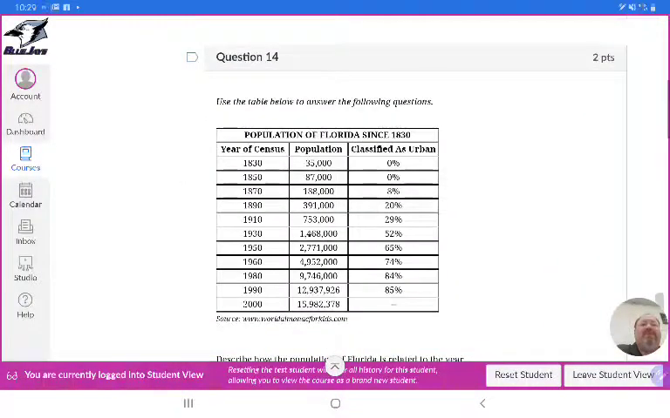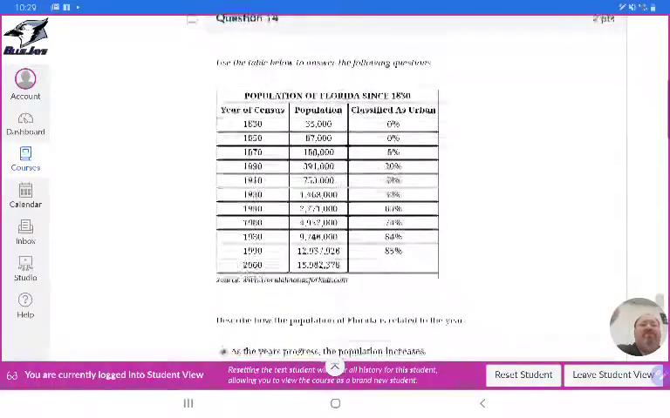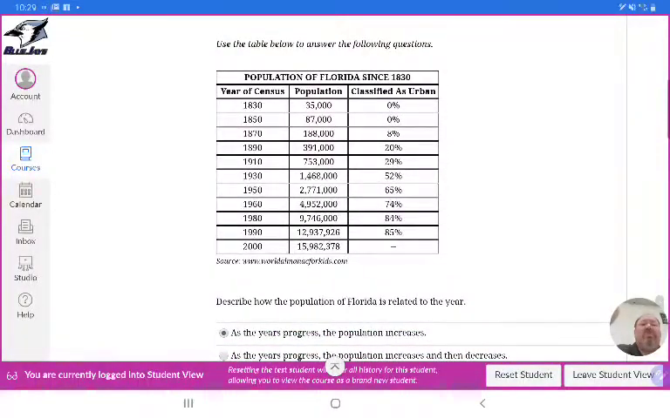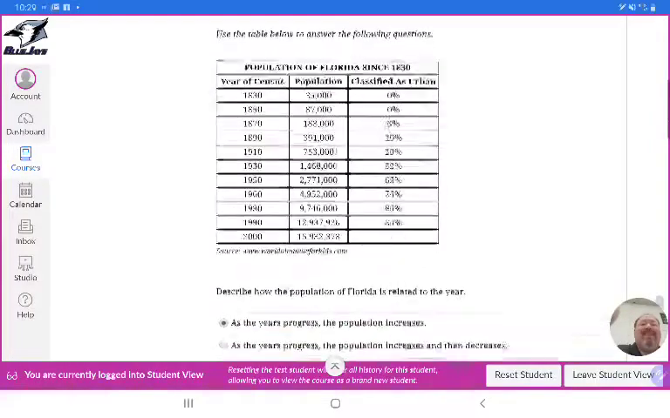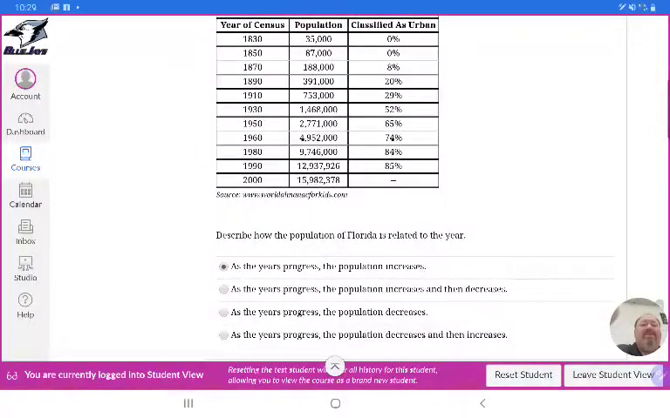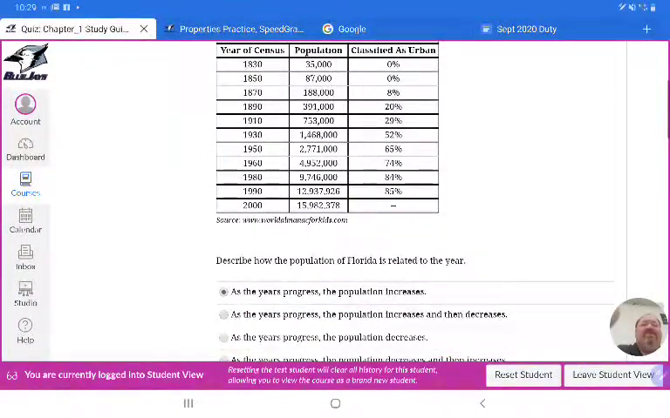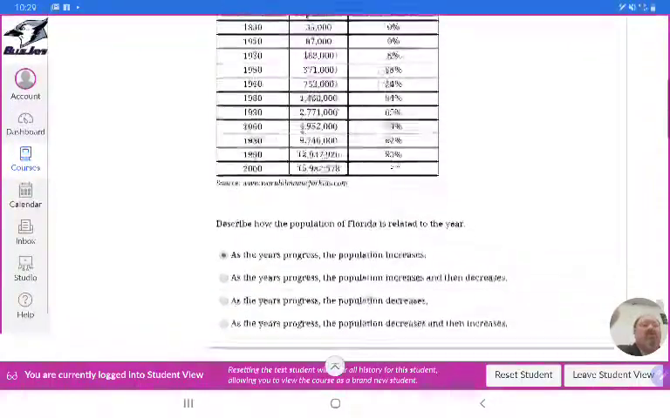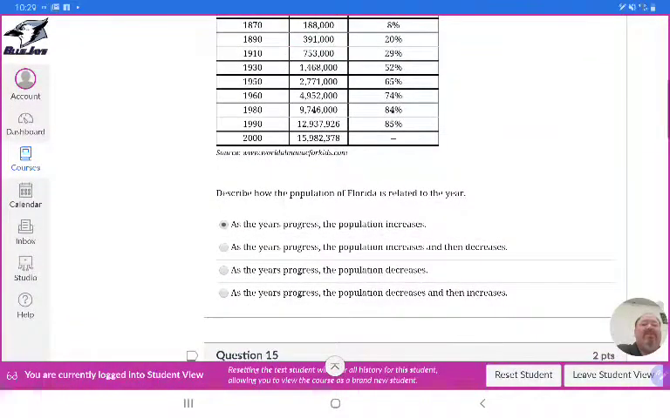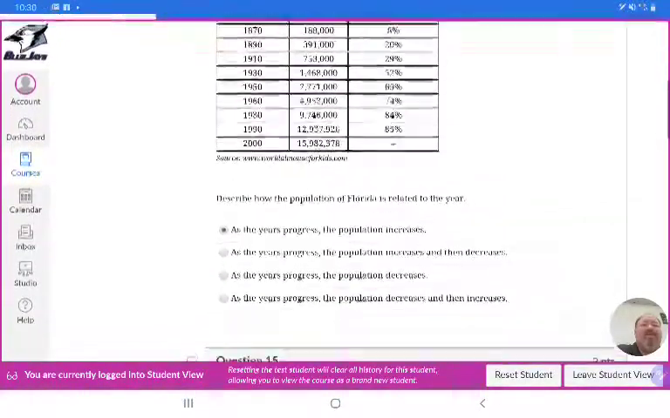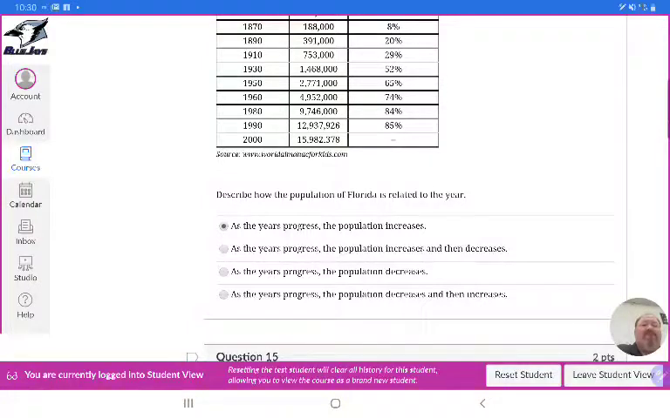Number 14. Use the table below to answer the following questions. So we have that table, and we are to describe how the population of Florida is related to the years. So all we have to do is take a look at what makes sense. So as the years progress, the population increases. Is that true? That is true. So that would have to be the answer. If we look through the rest of them, as the years progress, the population increases and then decreases. That didn't happen. As the years progress, the population decreases. That's not true. And as the years progress, the population decreases and then increases. That didn't happen. So it has to be the first one.